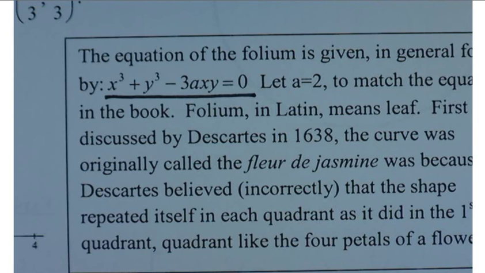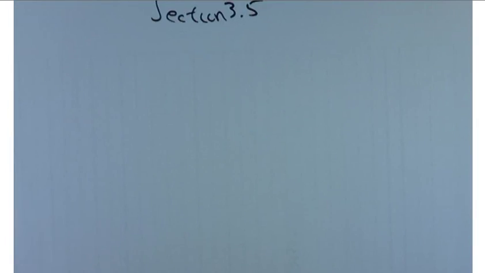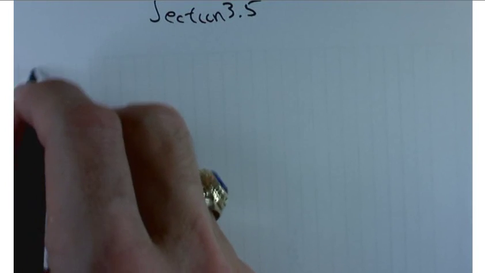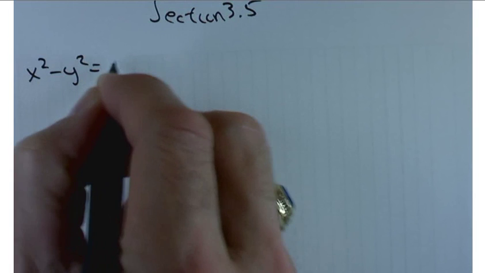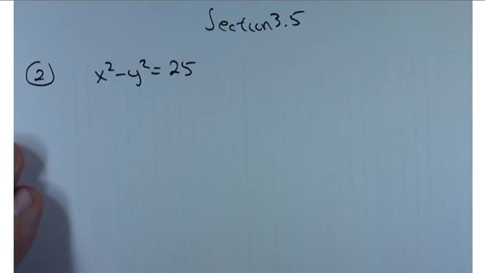But to start with, let's look at a much simpler problem. Problem number 2. We're going to do something called implicit differentiation. So this is section 3.5. Problem number 2 looks like this: x squared minus y squared equals 25. Does anyone recognize what the shape of this would be if you graphed it?